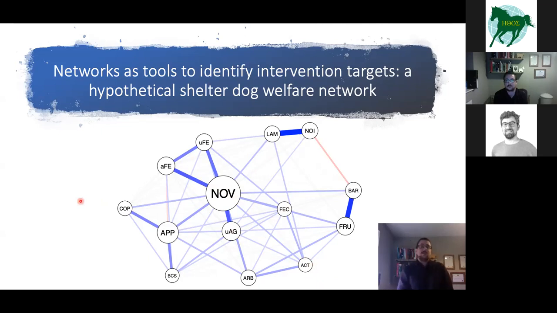So maybe this suggests that it's unfeasible for me to implement 14 interventions. If I was restricted to doing just one intervention for now, maybe I want to start with changing dogs' perceptions of novelty.